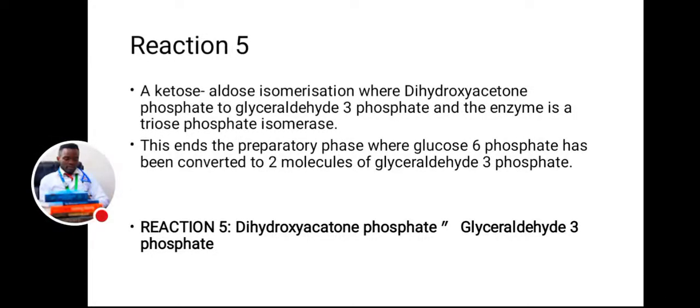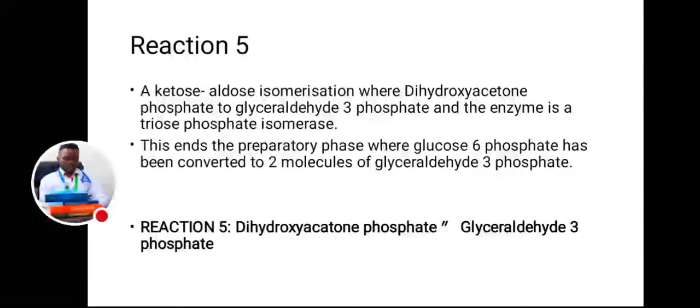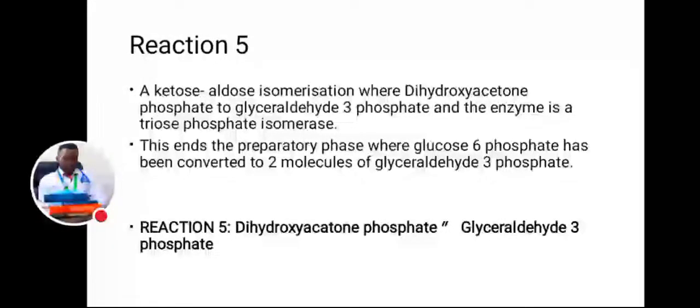Reaction number 5 consists of the ketose-aldose isomerization, where dihydroxyacetone phosphate is isomerized to form glyceraldehyde 3-phosphate, and the enzyme is called triose phosphate isomerase. This marks the end of the preparatory phase, where glucose 6-phosphate has been converted to 2 molecules of glyceraldehyde 3-phosphate.